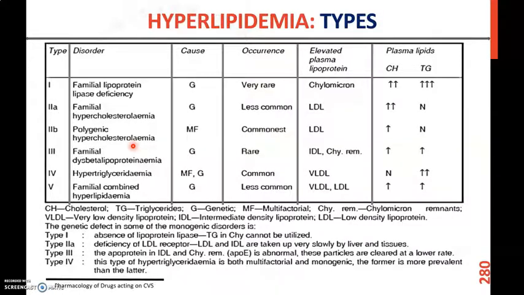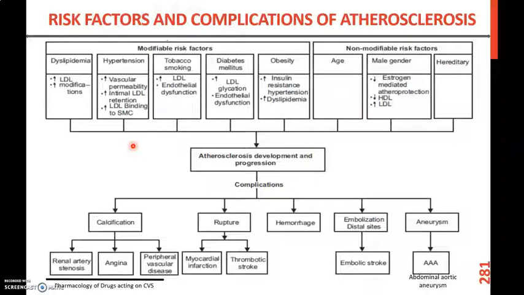Now coming to the importance of treating this hyperlipidemia, because hyperlipidemia will cause different risk factors and complications for atherosclerosis. So we can divide the risk factors into two: modifiable risk factors and non-modifiable risk factors. The first modifiable risk factor is dyslipidemia. It will cause increasing low density lipoprotein as well as increasing modifications of different blood vessels.